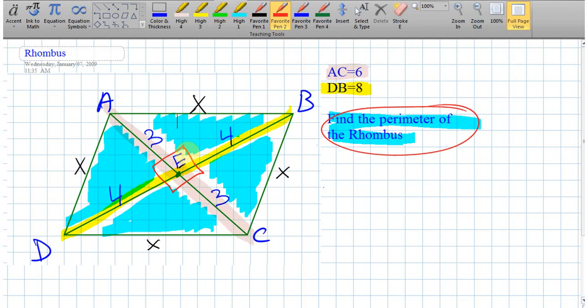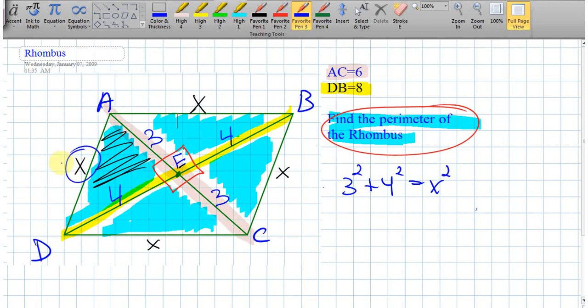So as soon as I use one of these triangles, and I'm going to use this one over here, I can use the very famous theorem called Pythagoras to solve for the missing side. So in this case, if you can see it, we have 3 squared plus 4 squared equals x squared. Why did I put the x squared all by itself? Well, it's the hypotenuse. You may be wondering, why did I use that triangle?